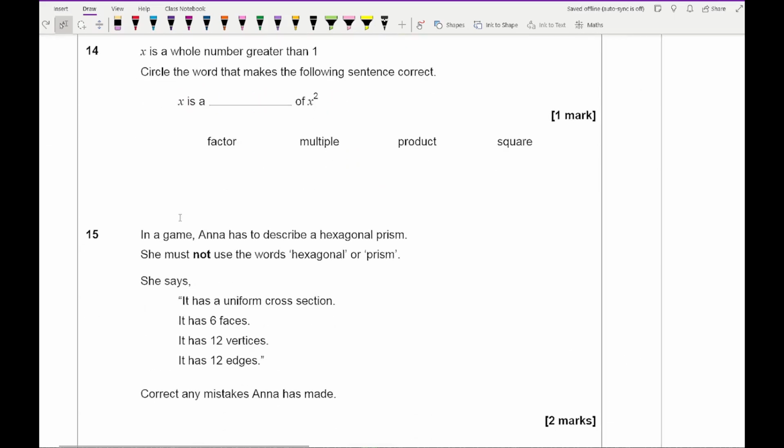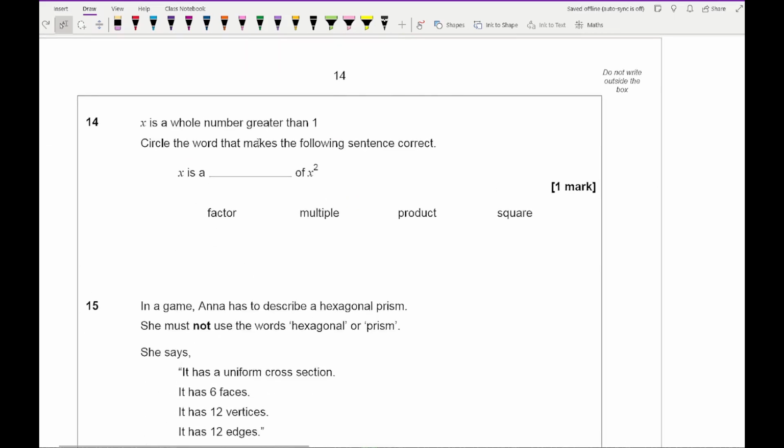Moving on to question 14, it says x is a whole number greater than 1. Circle the word that makes the following sentence correct: x is a something of x squared. Well, x is smaller than x squared, so therefore it must be a factor. And the reason for that is because x times x equals x squared. So we're looking for what can divide. Can x squared divide by x? Yes, it can, so therefore it's going to be a factor.